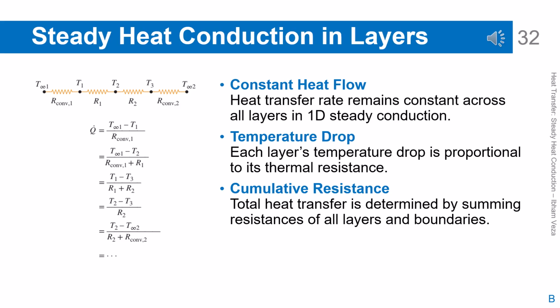Steady heat conduction in layers. In one-dimensional steady conduction, the heat transfer rate through all layers is the same. Each layer experiences a temperature drop proportional to its thermal resistance. The total temperature drop is the sum of the drops across each layer. Therefore, adding a new layer always increases the total resistance. This principle is very important in thermal insulation system design.